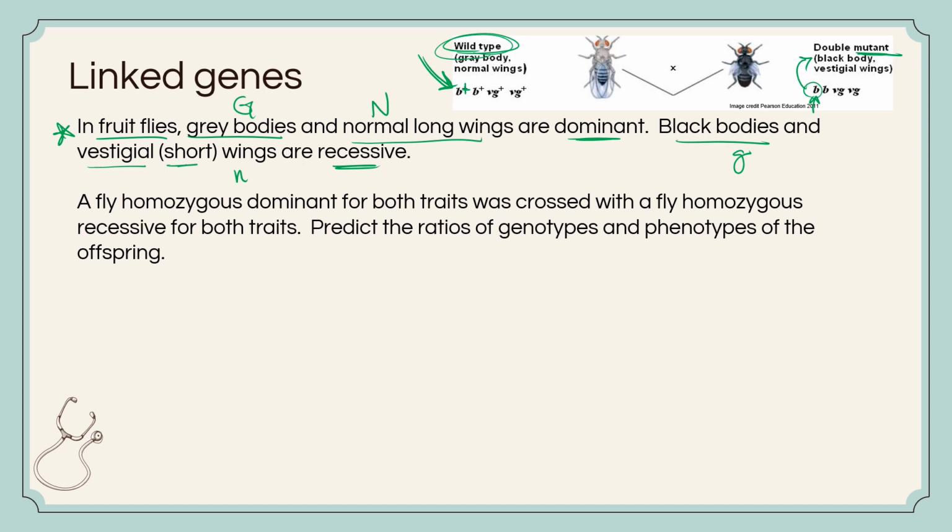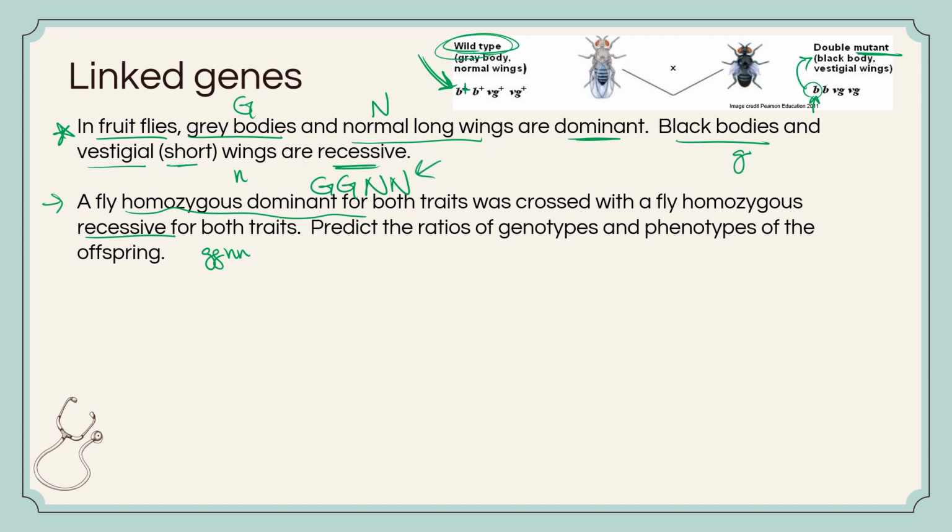Good? All right, so let's look at this cross. I have a fly homozygous dominant for both traits and a fly homozygous recessive for both traits. Let's do the genotypes of these parents. So homozygous dominant for both traits. Oh my gosh, I have peas on the brain still. Big G, big G, big N, big N. Recessive for both traits, little g, little g, little n, little n.